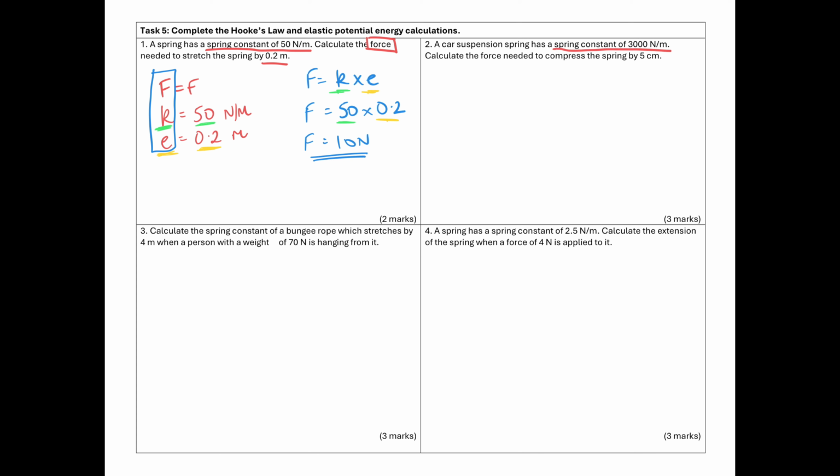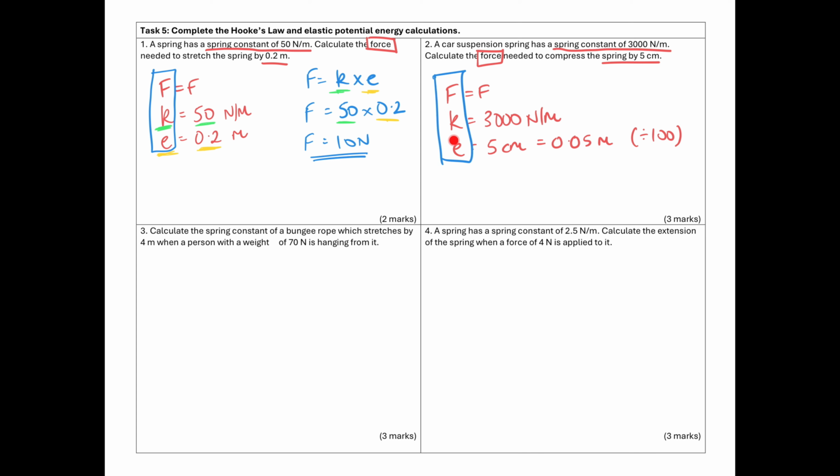Number 2, we've got the spring constant of 3000 newtons per metre. We want to calculate the force, put a box around it, and the spring is 5 centimetres. Just like we did before, we write it out in shorthand. So F, force is still F, that's what we're trying to find out. K is 3000. And E is 5 centimetres, reminding ourselves we need to divide by 100 to turn it into metres.